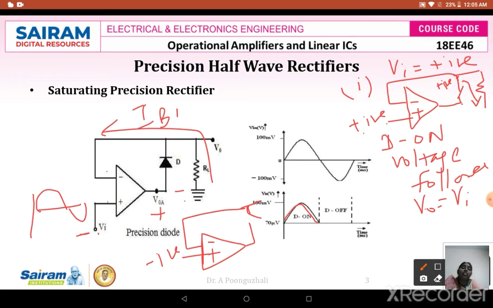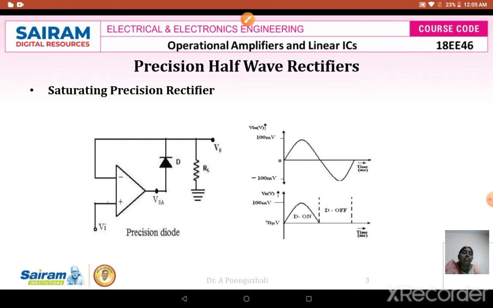So in this case there will be no current flowing through the load resistance RL, and we don't have any output voltage because the circuit is not complete. The only current that is going to flow is this small bias current. This current will flow from here and enter into the negative input terminal of your operational amplifier. So this is how your saturating precision rectifier is going to act.